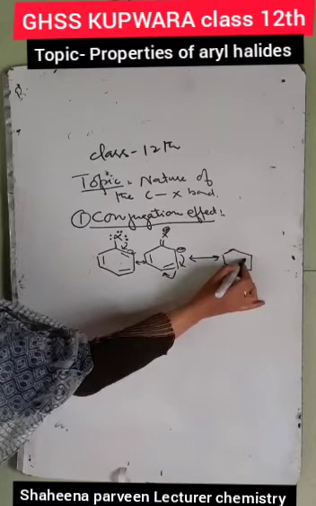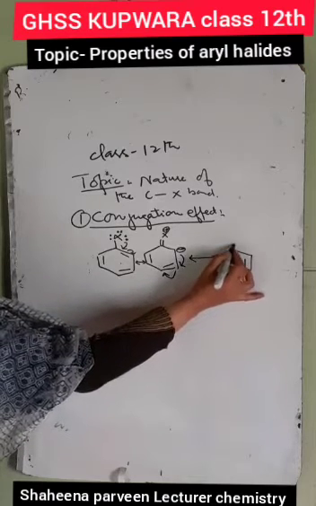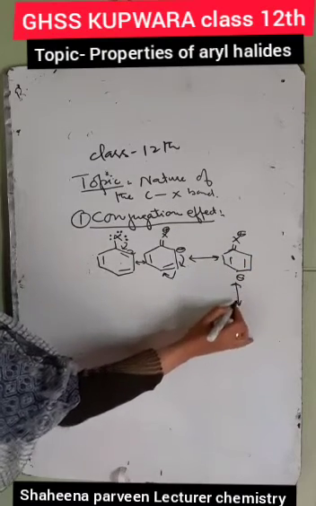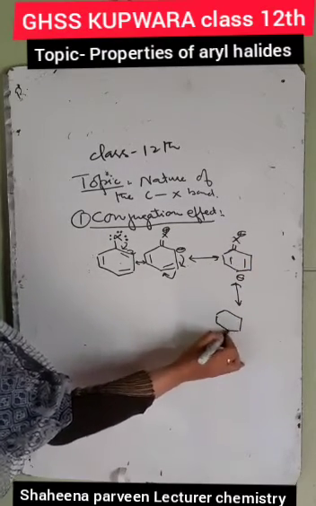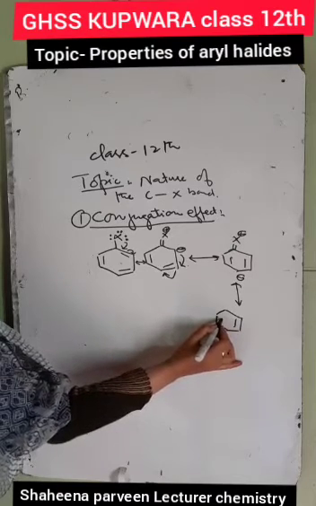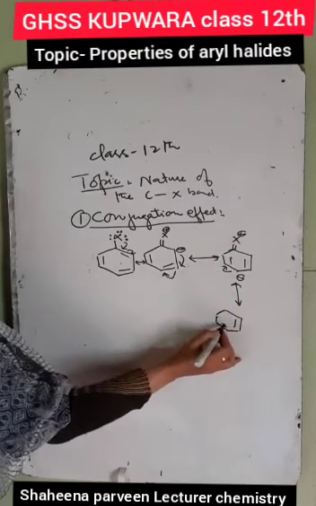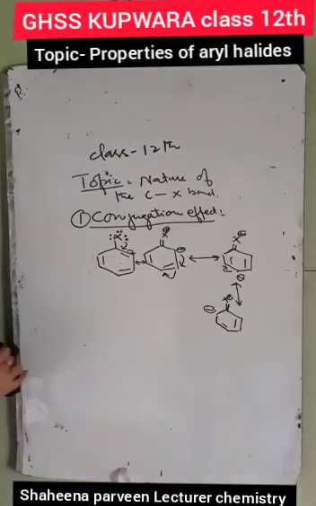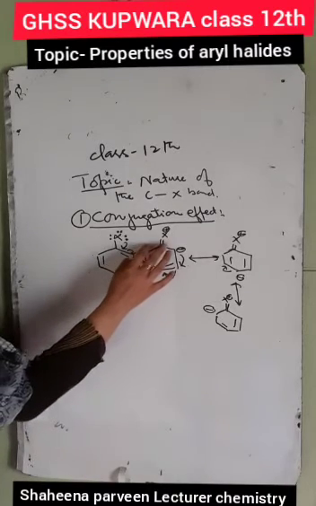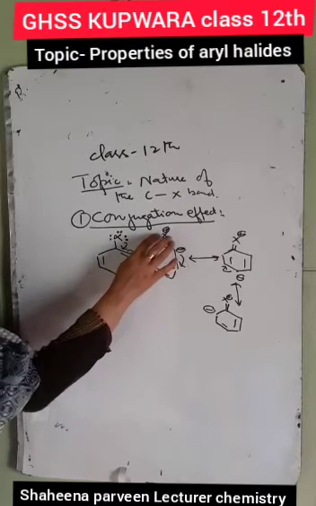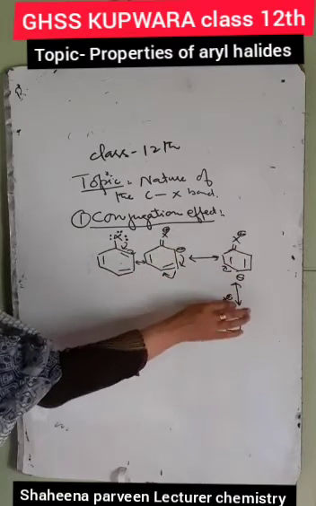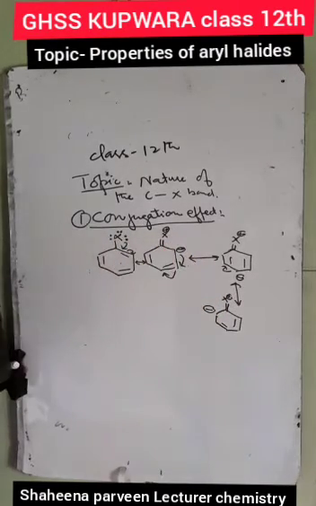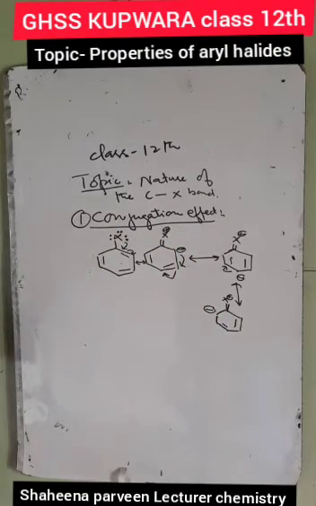We have negative, double bond, X positive. And in another resonating structure we have another resonating structure. Yes, in all these resonating structures you see there is a double bond character between the carbon and the halogen atom, double bond. So it is very difficult to break this double bond as compared to the C-X bond where we have only a single bond between the carbon and the halogen atom.